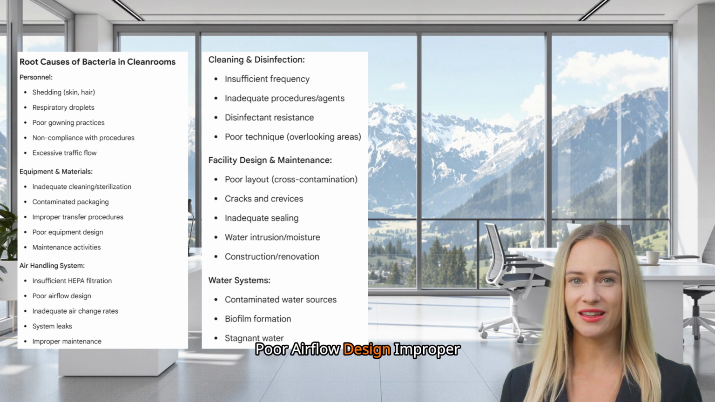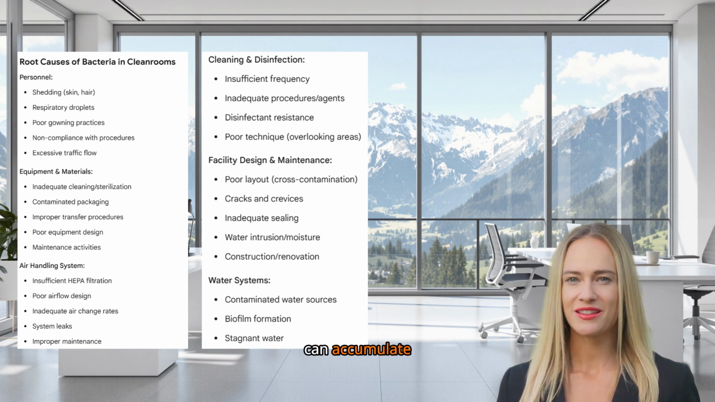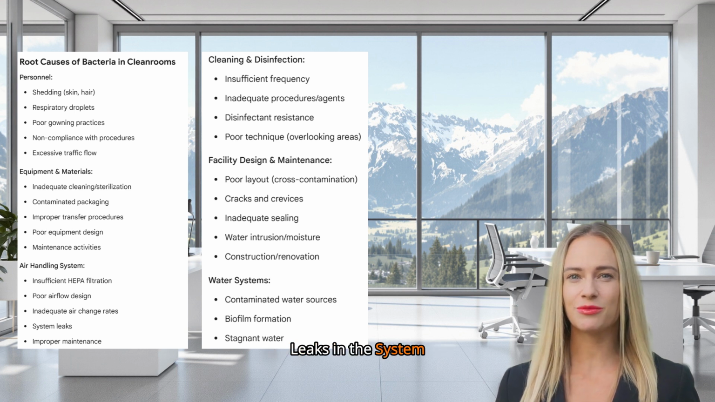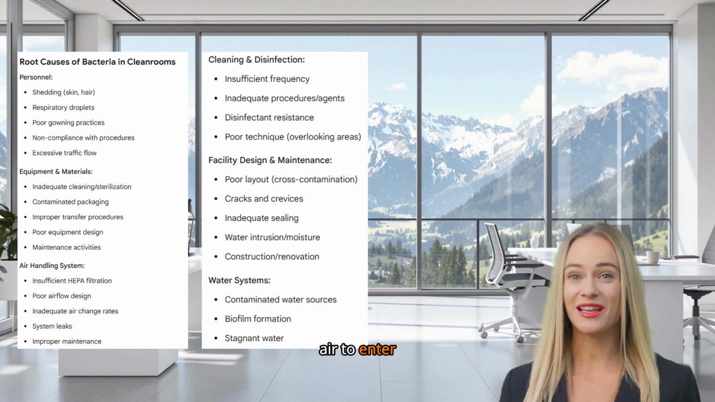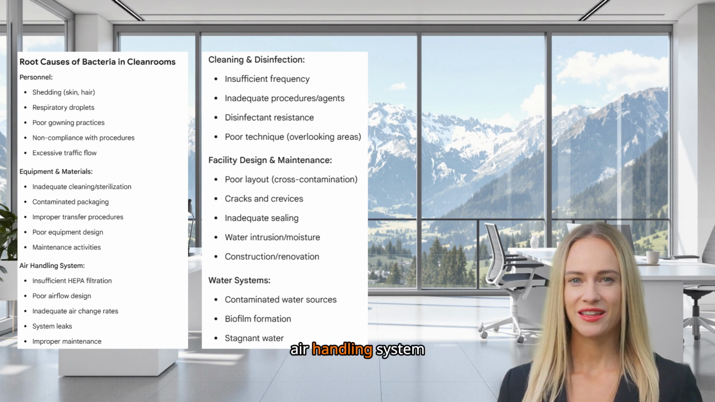Poor airflow design, improper airflow patterns can create stagnant areas where contaminants can accumulate. Inadequate air change rates. Insufficient air changes per hour may not effectively dilute and remove airborne contaminants. Leaks in the system, breaches or leaks in the ductwork or filter housings can allow unfiltered air to enter. Improper maintenance, lack of regular filter changes, and system maintenance can reduce the effectiveness of the air handling system.